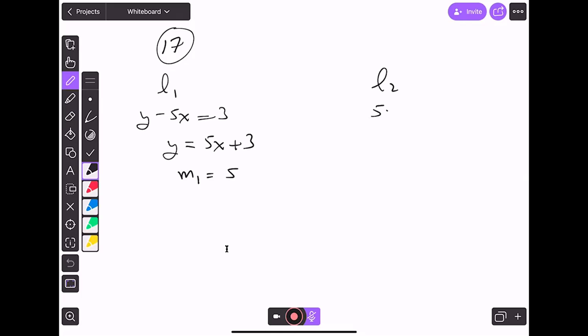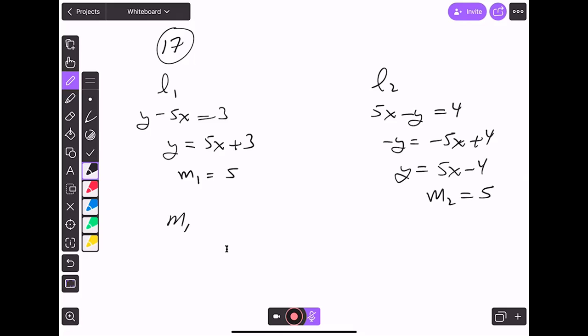Let me write down L2. L2 is 5x minus y equals 4. And let's see, I've got to solve that for y again. So minus y equals minus 5x plus 4. Multiply both sides by minus 1. Now we get y equals 5x minus 4. So m2 is equal to 5. Now what do I know? m1 is equal to m2. 5 does equal 5. What does this tell me? It tells me they're parallel. Okay, look at the answer key. They're parallel. Why are they parallel? Because m1 is equal to m2. All right, let's look at 18.